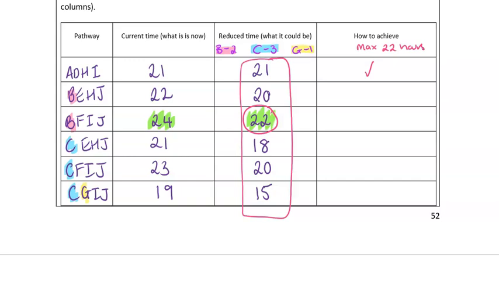The second pathway was already 22 with no reductions. So I actually don't need any reductions here. I've met our goal without applying any reductions.